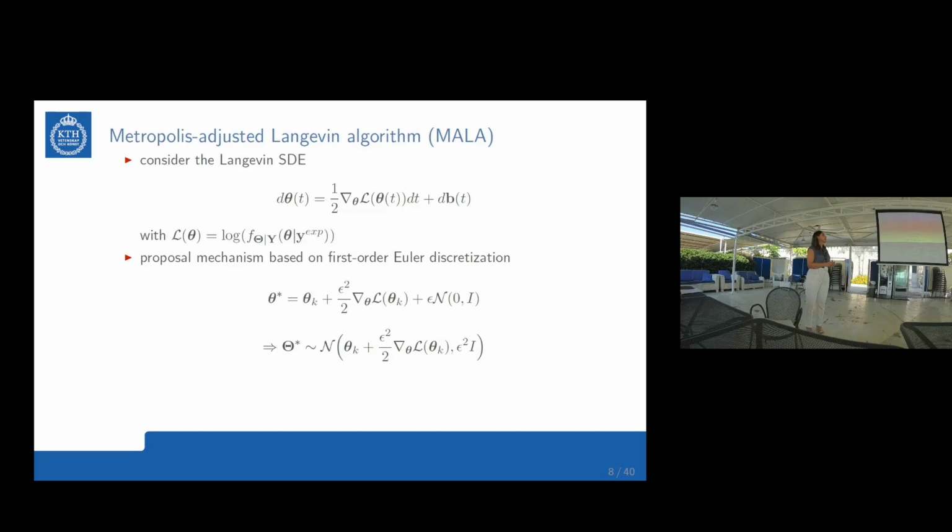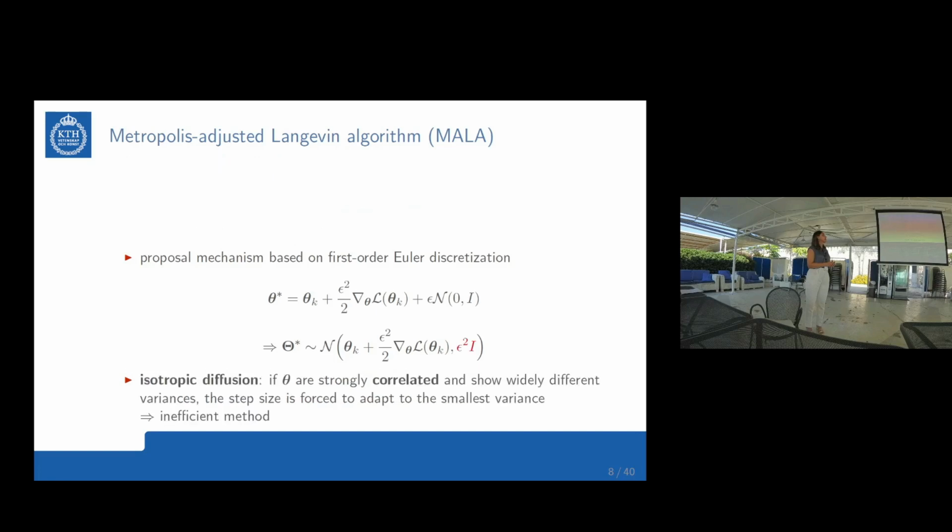Here, by discretizing this SDE using a first order Euler, we get the proposal mechanism, and then again we accept or reject using the same Metropolis acceptance probability as before. However, you can see here, this should be red, but I think you cannot see it. This term is an isotropic diffusion. So we are moving in the parameter space using an Euclidean geometry.